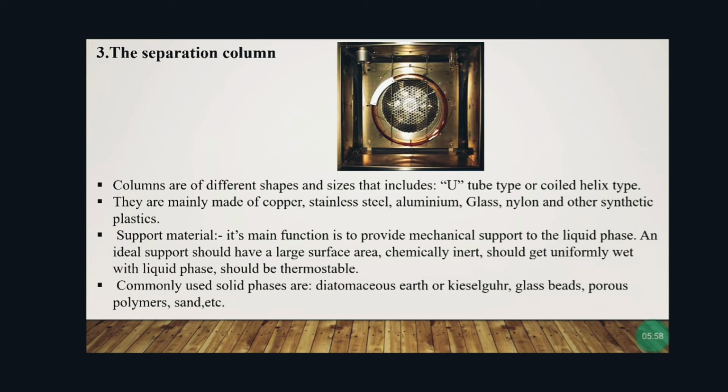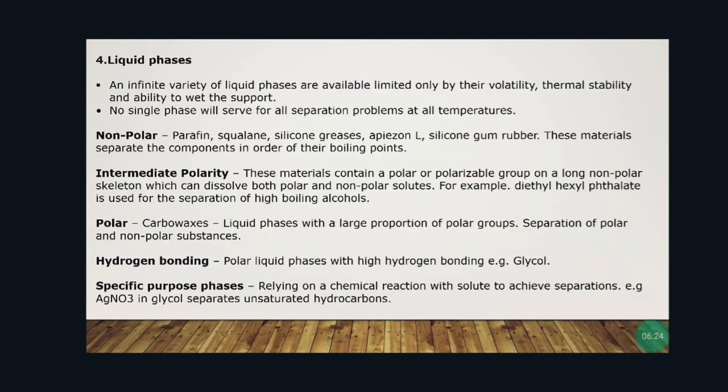Support material. Its main function is to provide mechanical support to the liquid phase. An ideal support should have a large surface area, be chemically inert, should get uniformly wetted with the liquid phase, and should be thermostable. Commonly used solid supports are diatomaceous earth or kieselguhr, glass beads, polar polymers, sand, etc.